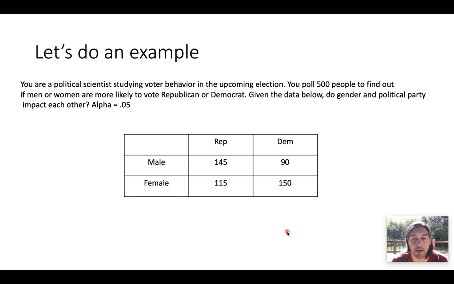But here are the data. These are our actual real world observations. We polled 500 people, and this is what we found. 145 males voted Republican, 90 males voted Democrat, 115 females voted Republican, 150 females voted Democrat. The question is, does your membership in a gender category impact your membership in a political category?